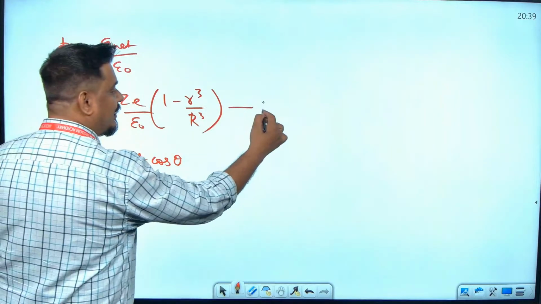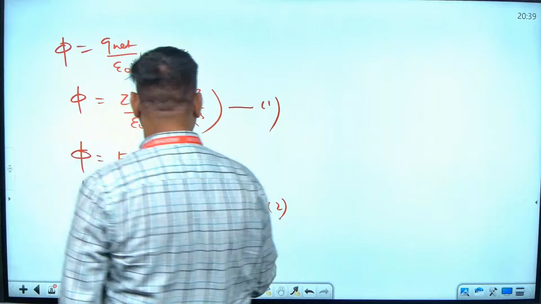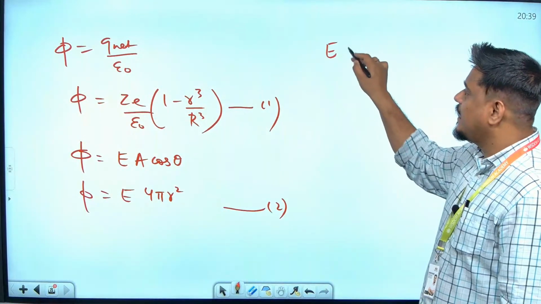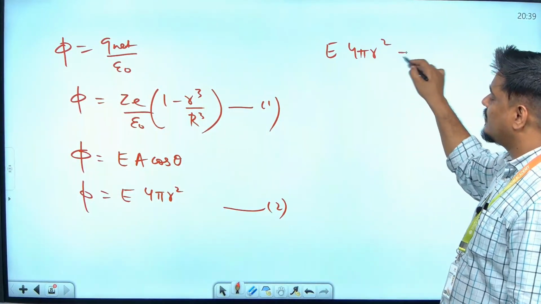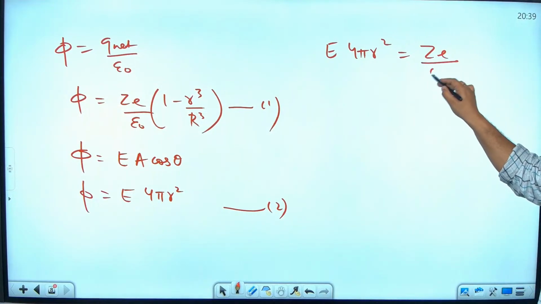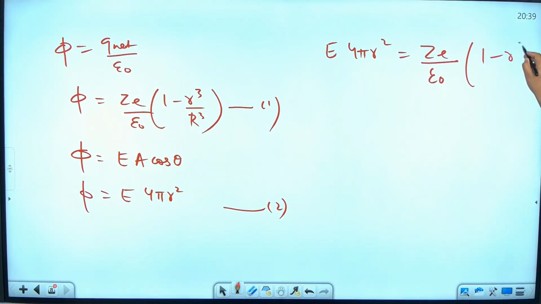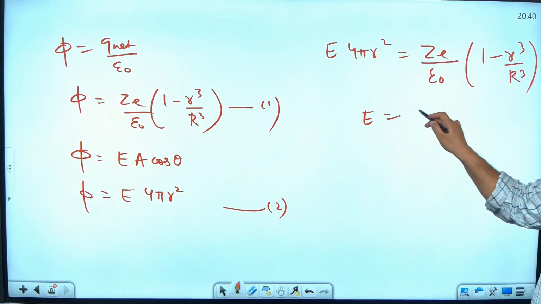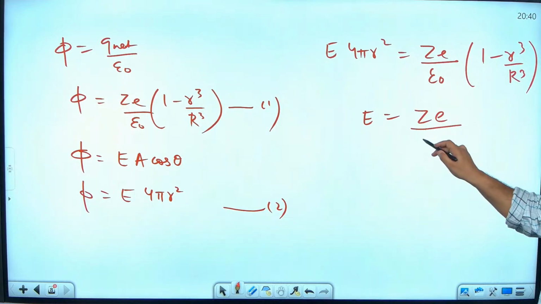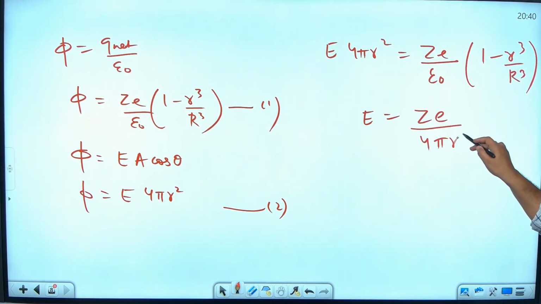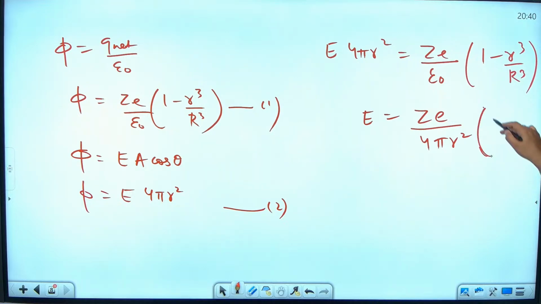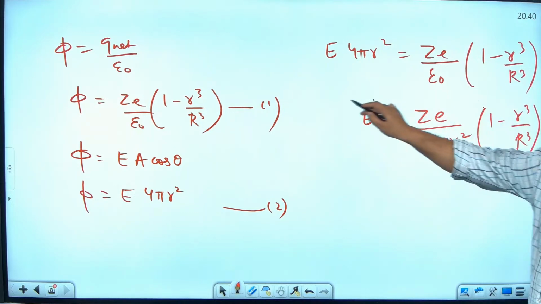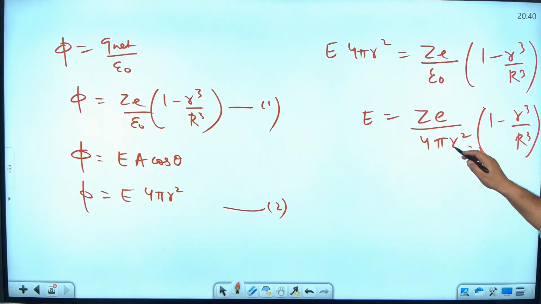Now equation number 1, equation number 2, I will equate both. I will get E into 4 pi r square is equal to ZE divided by epsilon naught into 1 minus r cube by R cube. So E will become equal to ZE divided by 4 pi epsilon naught r square into 1 minus r cube by R cube. Okay, write epsilon naught also.